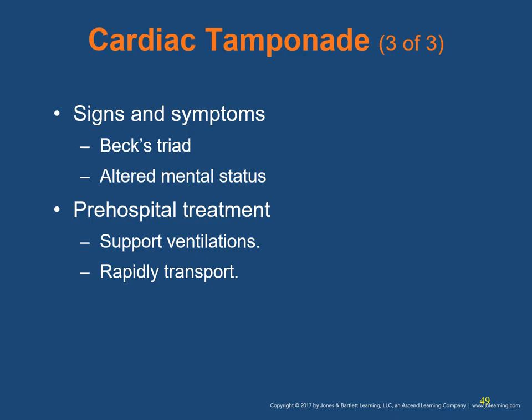Signs and symptoms. Beck's triad: distended or engorged jugular veins seen on both sides of the trachea, narrowing pulse pressure, muffled heart sounds. Altered mental status due to decreased blood flow to the brain.